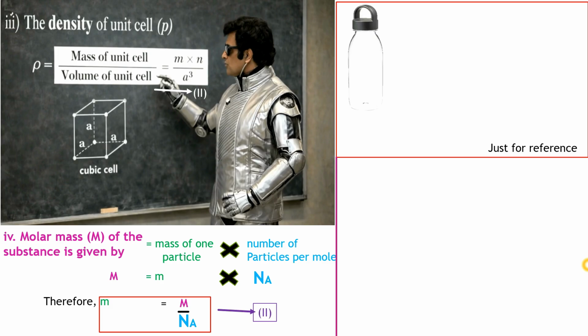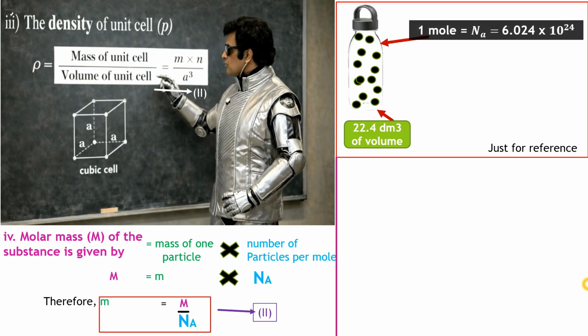Now I will explain how this formula came about. Suppose this bottle has a volume of 22.4 decimeter cube. If I fill any gas or any particles in it and count those particles, it will be the Avogadro number, that is, it will be 1 mole. And in 1 mole there are Avogadro number of particles. What is the Avogadro number? 6.022 into 10 raised to 23.